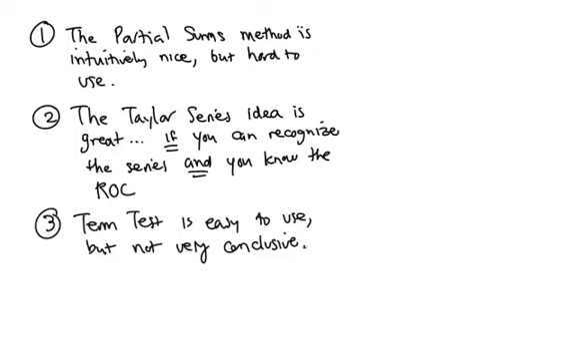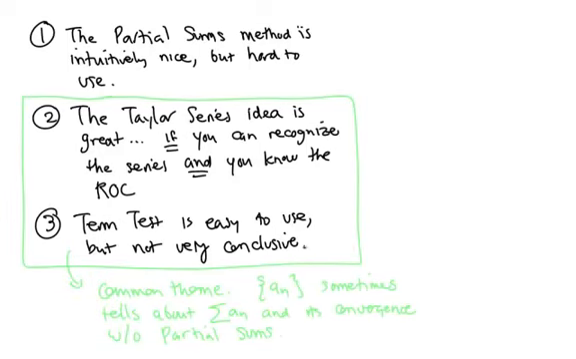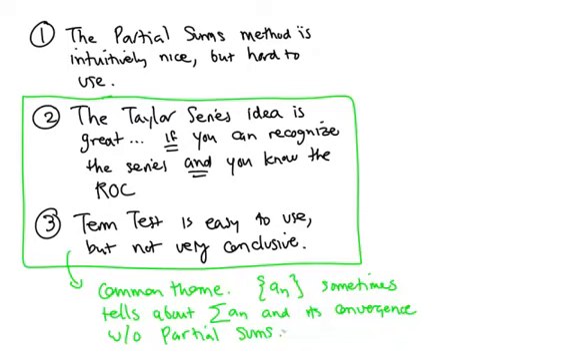The term test is easy to use, but it's not very conclusive. It's easy for me to take the limit of the terms of a sequence, and if they're anything other than 0, the series diverges. But if they're equal to 0, I can't use this thing. However, bullets 2 and 3 here have a common theme, that the sequence an, the actual terms involved, can sometimes tell us about the series an and its convergence without actually computing partial sums. This idea is something called a convergence test for a series, a method that allows us to detect the convergence of a series without working out the partial sums, and it's going to be what we focus the next 2 sections on.